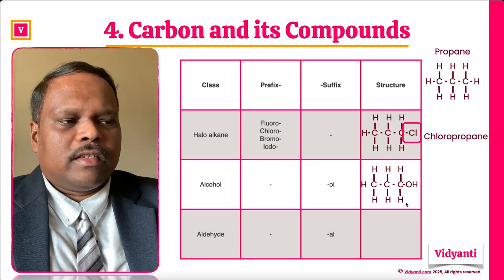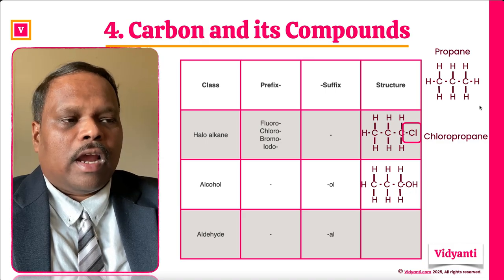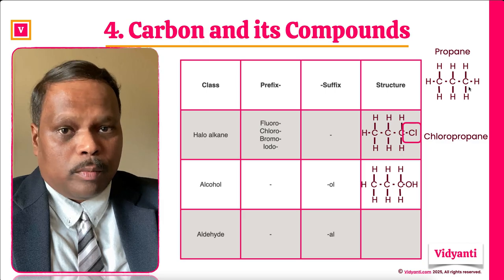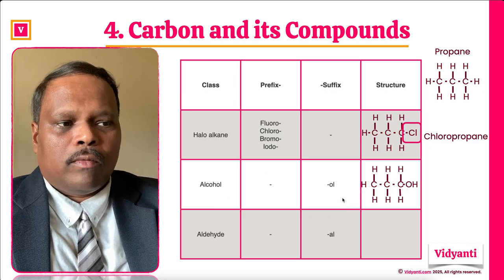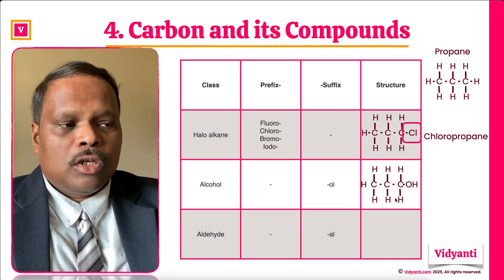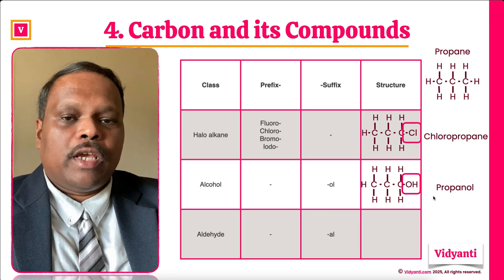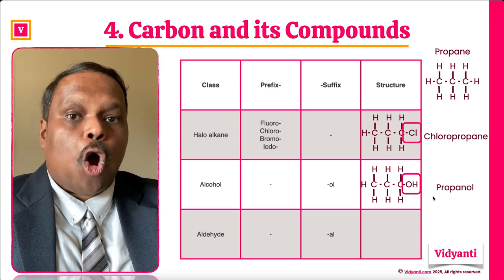So in that case, the chemical structure, the chemical formula, will become like this one. And again, the base compound is propane. Now it has become alcohol. For alcohol, the prefix is nothing, the suffix is OL. So it will be propanol. Instead of propane, it is propane alcohol, or in short, propanol.